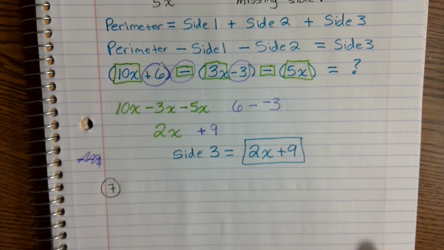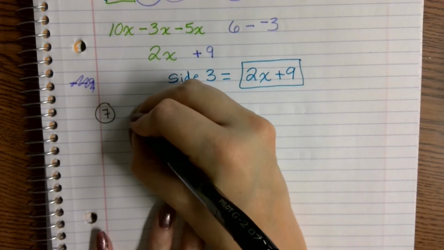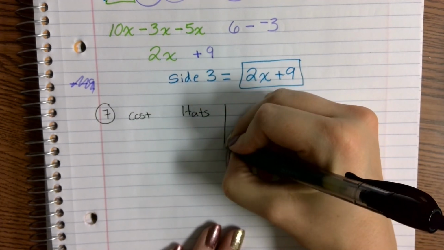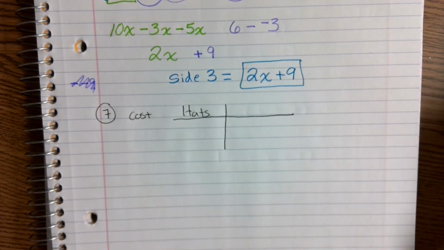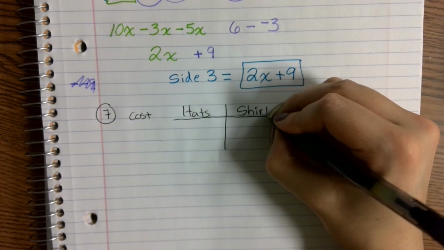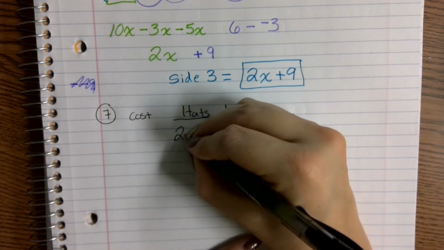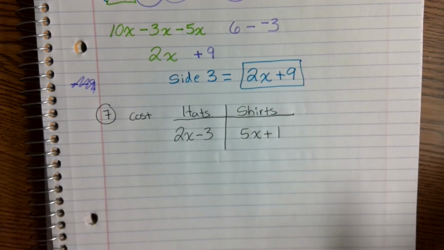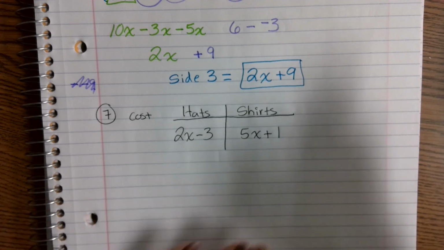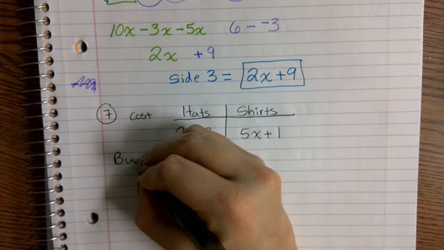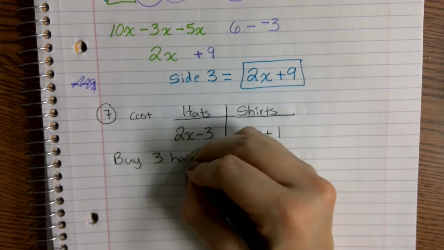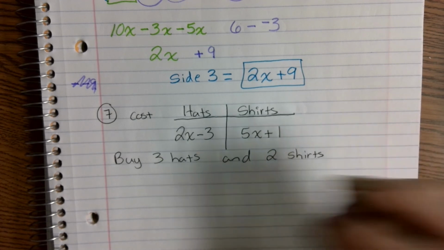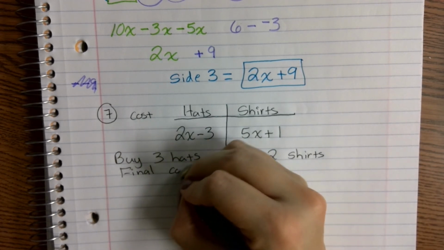All right, let's take a look at another problem. Let's say that we've got the cost of some hats. So we're going to a football game, and you're wanting to have either hats or shirts for your family so that you guys are supporting your team. The cost of the hats is going to be 2x minus 3, and the cost of the shirts is 5x plus 1. And you're wanting to buy everybody at least a hat or a t-shirt. So overall, you find out you need to buy 3 hats and 2 shirts. And I want to know what's the final cost.